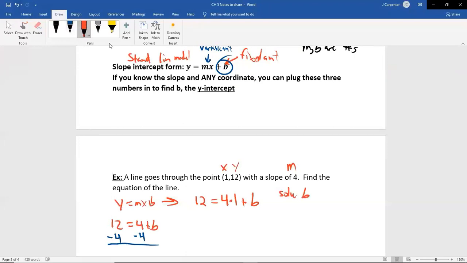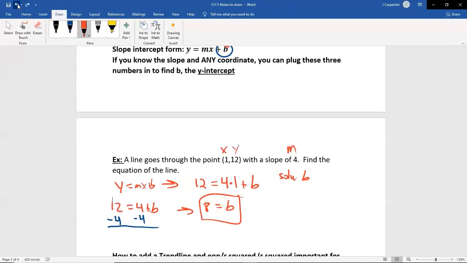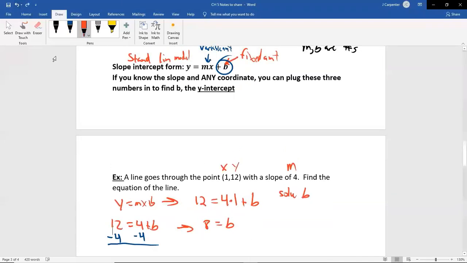Subtracting 4 on both sides, 12 minus 4 is 8. So we get 8 equals b. This is not done. Some people will just box this up and ship this out, and then they get a big fat error. It is true that 8 is b, but it's not the answer. They said to write the equation of the line.